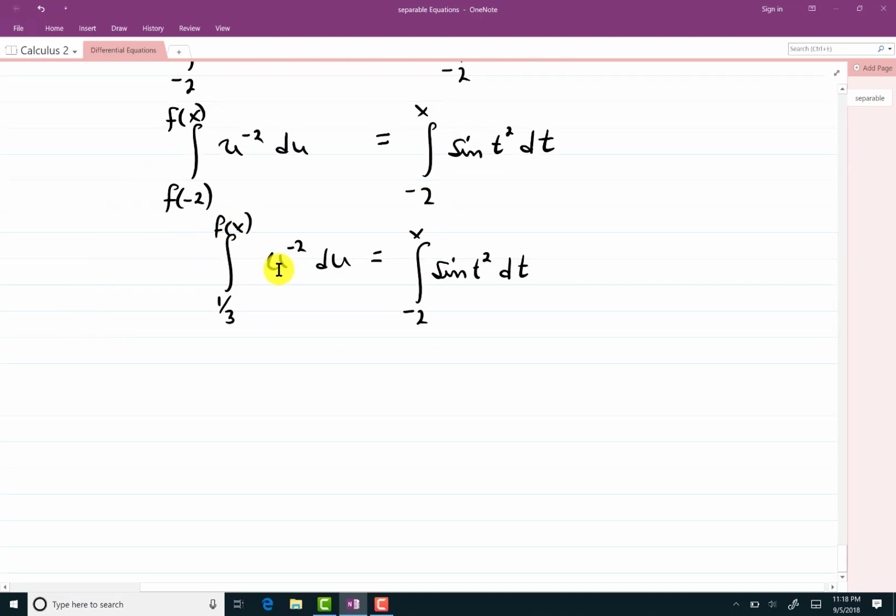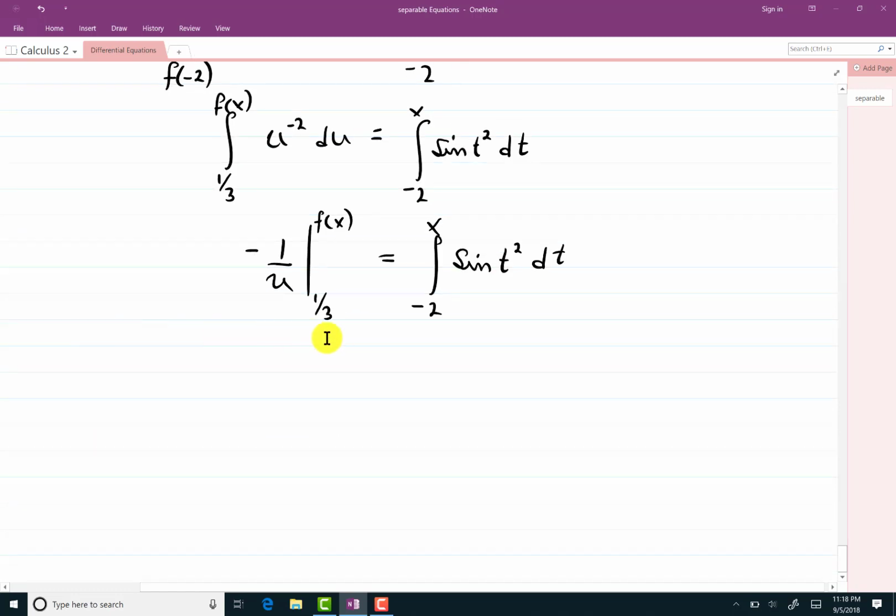Then the left side, when I integrate u to the negative 2, it becomes u to the negative 1 over negative 1, or negative 1 over u, evaluated from 1/3 to f of x. On the right, negative 2 to x of sine t squared dt. Now, since these are definite integrals, I don't have to worry about constants. Then I will replace the u with these values. I have negative 1 over f of x, that's y, plus 1 over 1/3, that's the integral from negative 2 to x of sine of t squared dt.